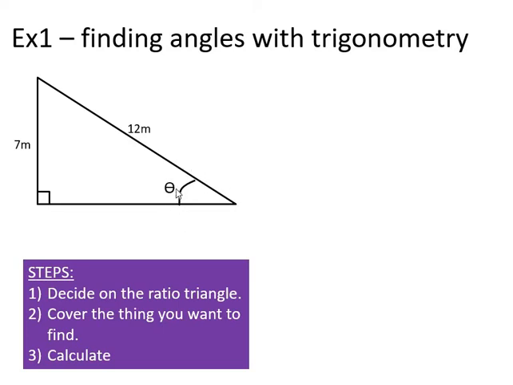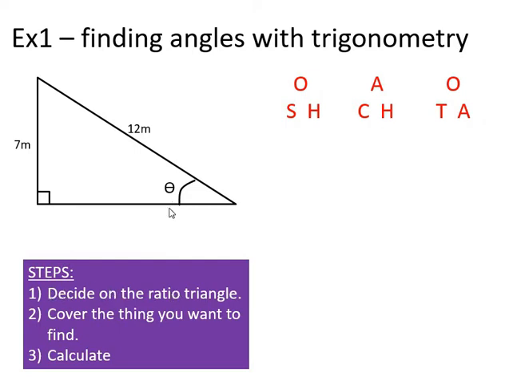And remember, theta is just a Greek letter. It's just like putting x. It's just basically to show that we don't know what that is. Now we're going to use the same steps that we used when we were finding side lengths with trigonometry. We first decide on the ratio triangle that we're going to use, the sine ratio, the cosine ratio, or the tangent ratio. We're then going to cover the thing that we need to find in the ratio and calculate our answer. So we're first going to write SOHCAHTOA in the top corner of our work, and we're going to use this as a checklist to decide what ratio we're going to use.